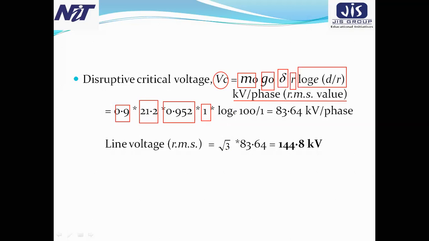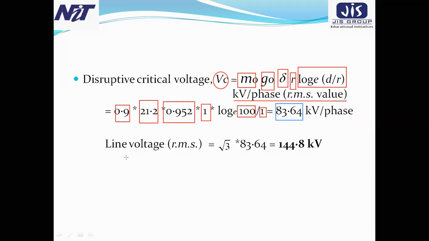R is 1. Then log d by r. What is d? That is 100 centimeter. And what is r? That is 1. Then with the help of simple calculation, we will get that the disruptive critical voltage is 83.64 kilovolt per phase.